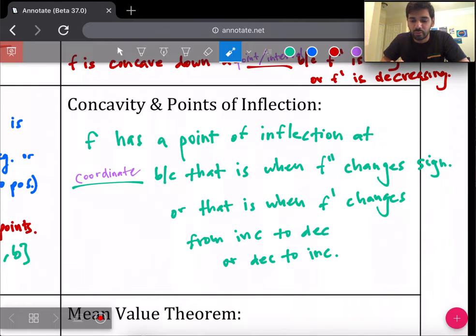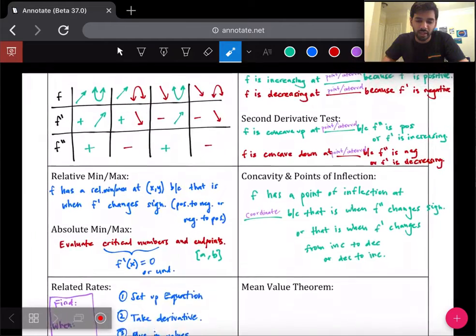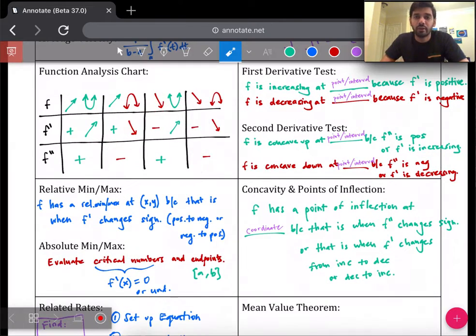Okay. You can write f double prime changes sign, or this could be equivalent to saying f prime changes from increasing to decreasing, or decreasing to increasing. And it all goes back to this table right here. And I'll work many examples in upcoming videos, just so you can kind of see how we use these in free response problems.